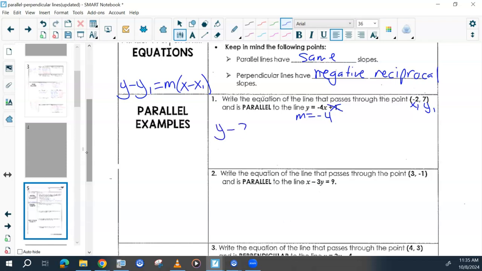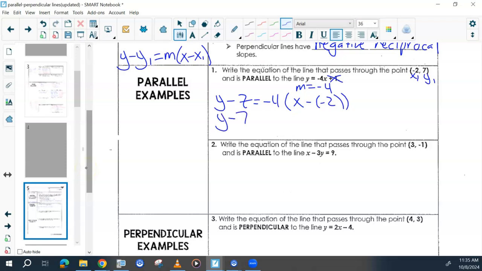Y minus our y1, 7, equals our -4 parentheses x minus our -2, or you can put +2. I'm going to go ahead and make that +2 before I do anything else. Tyler, keep that in mind. And then I can distribute, just like we did before, the -4 to everything inside. And get rid of the 7 by adding on both sides. So that y equals -4x minus 1.